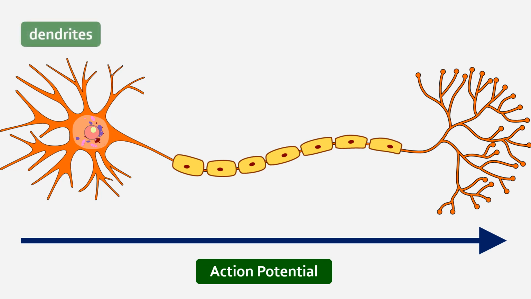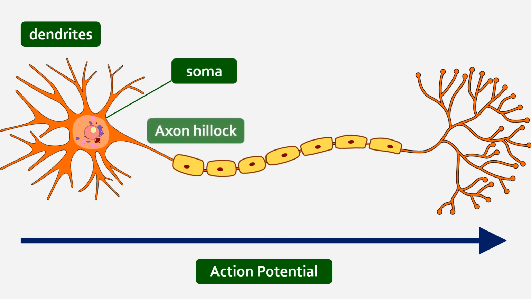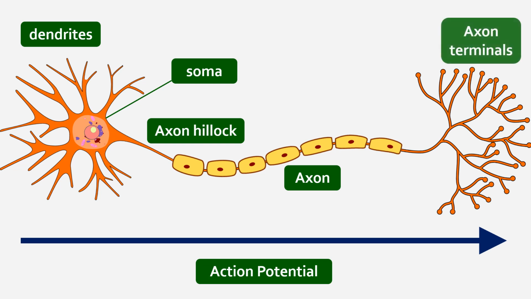Detail of the structures then in the neuron: the top of the neuron are the dendrites, then there's the cell body or the soma, giving rise to the axon hillock, which is the top of this long thin structure called the axon, and then leaves the neuron in the form of the axon terminals.